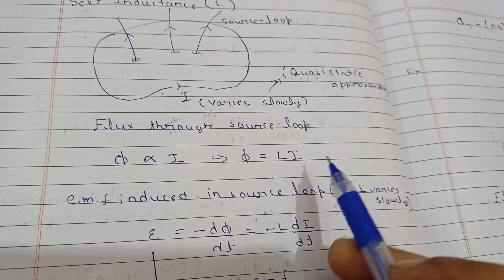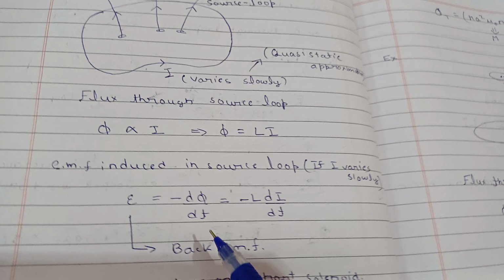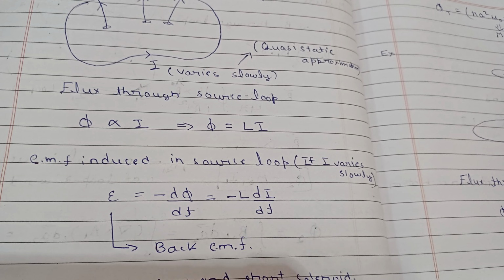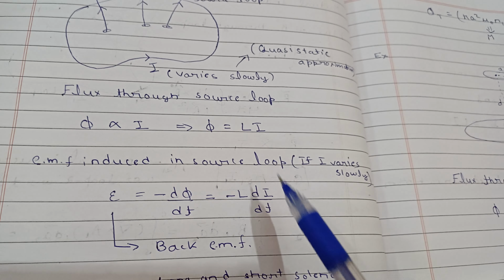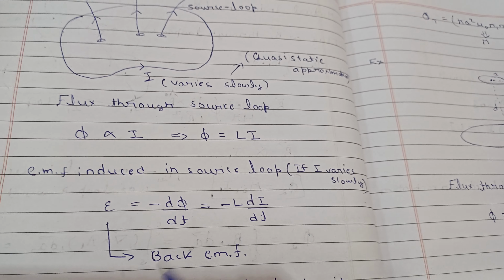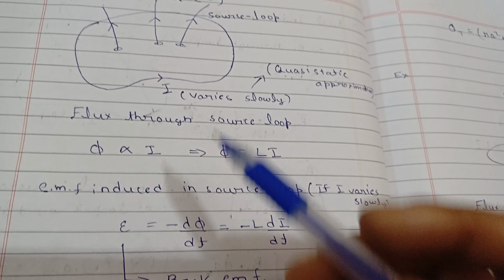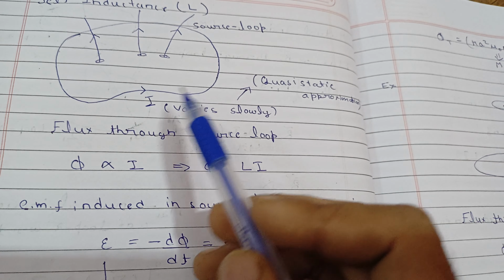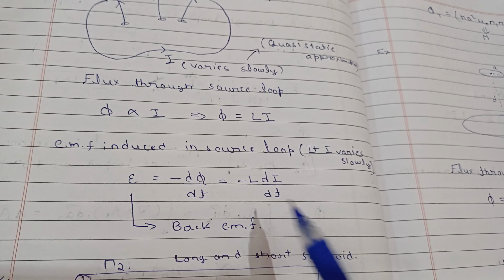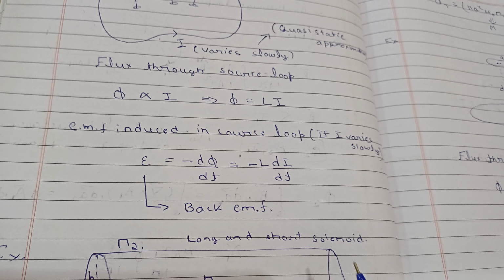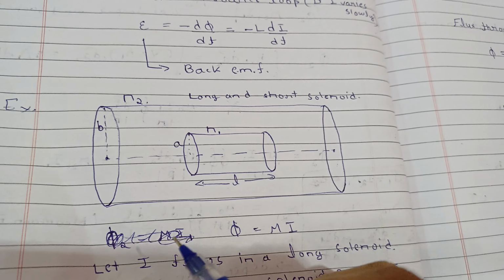Now if you need to find the EMF induced in the loop, that will be minus d phi by dt, minus L di by dt. So see how the current is changing, that will give you the EMF induced, and this is a negative sign, so it is a back EMF. It means that the EMF will oppose the change in current. So that's why we call it back EMF. So I hope it is clear to you. Let's see some more things.